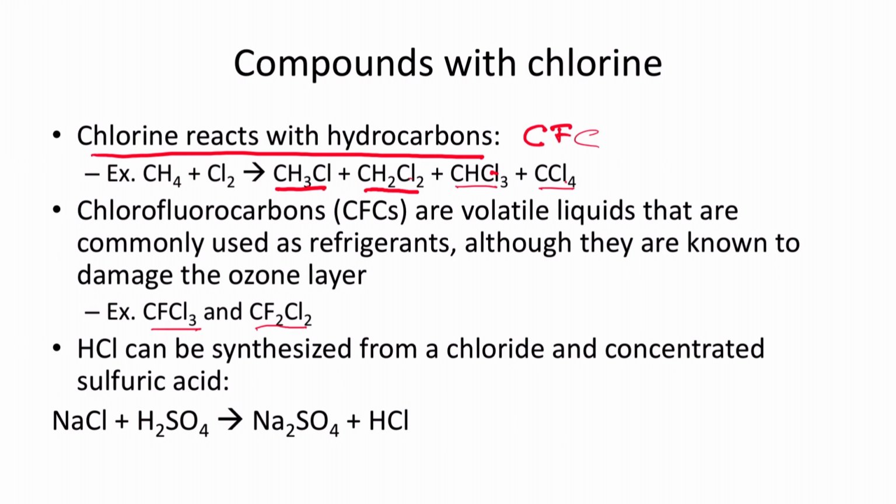Now, if I want to make HCl, hydrogen chloride, I can synthesize this by using a chloride and concentrated sulfuric acid. So for example, sodium chloride can react with H2SO4 to give me sodium sulfate and HCl.